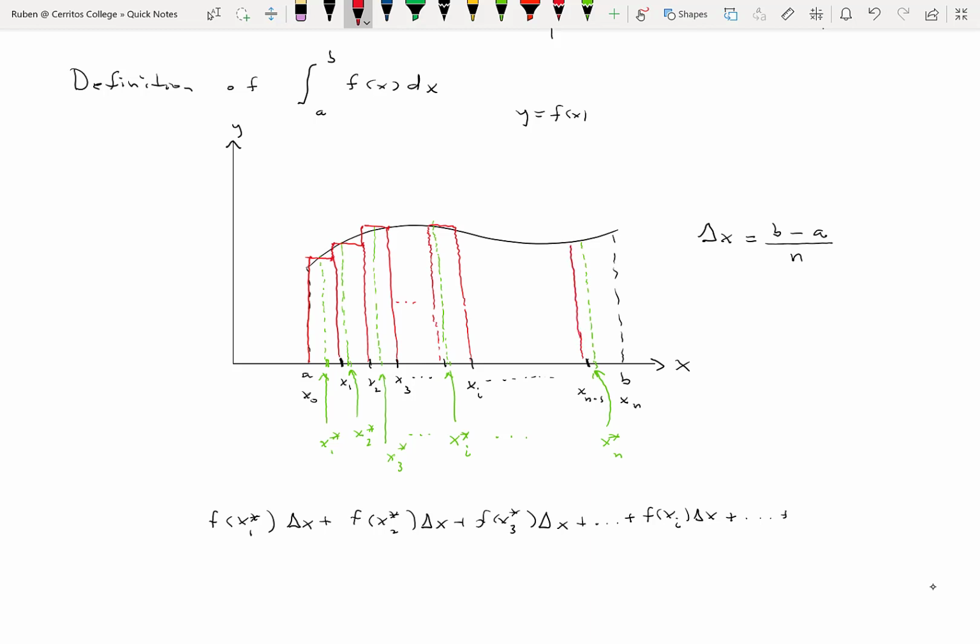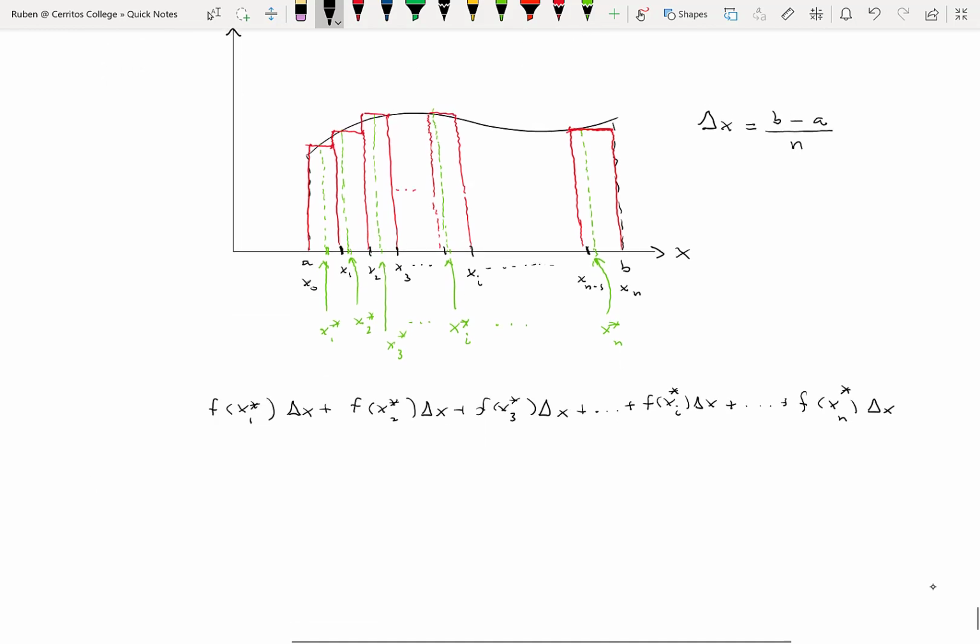The width looks longer. It should still be delta x, but it looks a little longer in my drawing. Discovered I'm not an artist. My drawings are really, really poor. Okay, so algebraically we add that last area. So f of x sub n star, delta x.